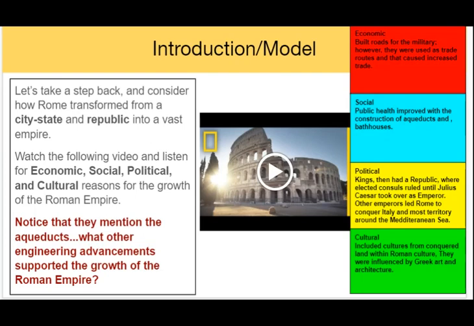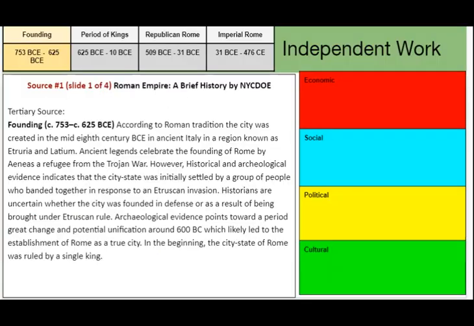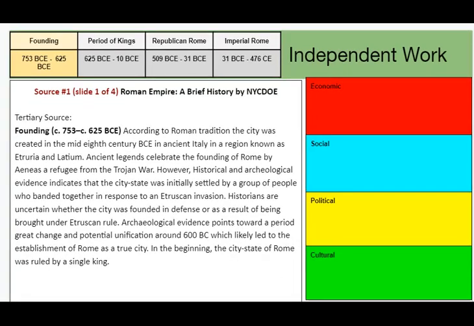Now, here's what you're going to do. We're going to take ESPC, but we're going to do it a little differently. We're going to do it with a text. It's kind of like a background text. I'm going to read it aloud to you. And while I'm reading, I want you to think about what's economic in what I'm reading. We're reading about the founding of Rome. Notice I say the founding of Rome because that's what's going on up here. You should follow these slides for this lesson. Look up top to see which time we're looking for. As I read it, you're going to write down economic, social, political, or cultural.